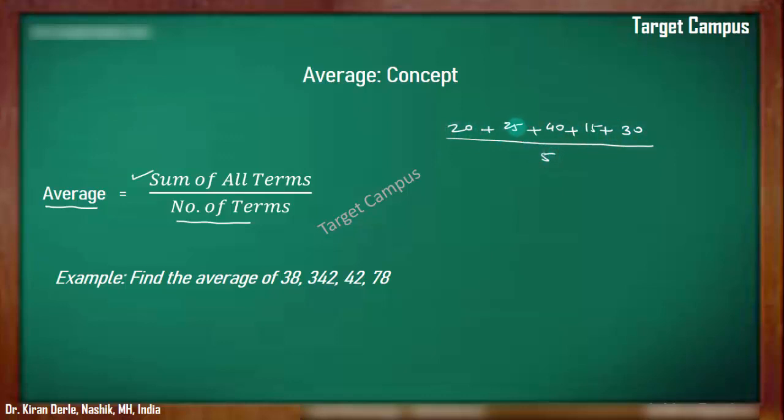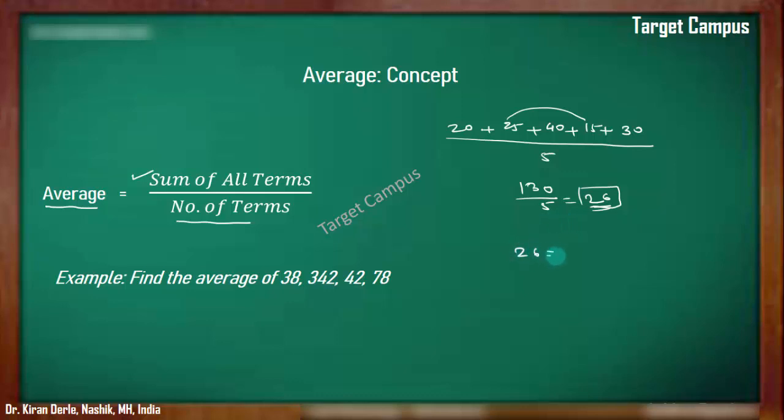So this becomes 20, 25 is 45, 40 more is 85... the sum is 130, right? 130 upon 5: 5 twos are 10 and 5 sixes are 30. So 26 becomes the average. 26 is the average of these numbers.